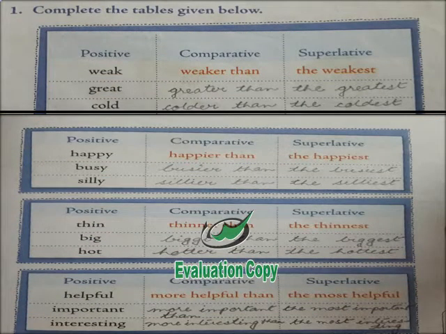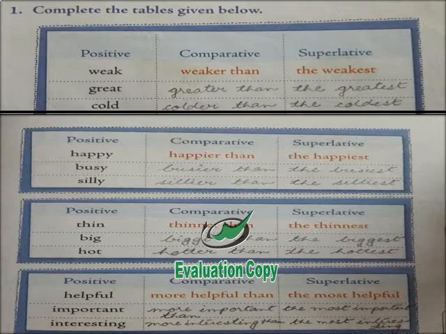This table is given to you in your book. Complete the tables given below. Now you see children, they have given you words with 1 syllable and 2 syllables. The book says some 2 syllable adjectives ending in Y change their degrees with ER and EST.